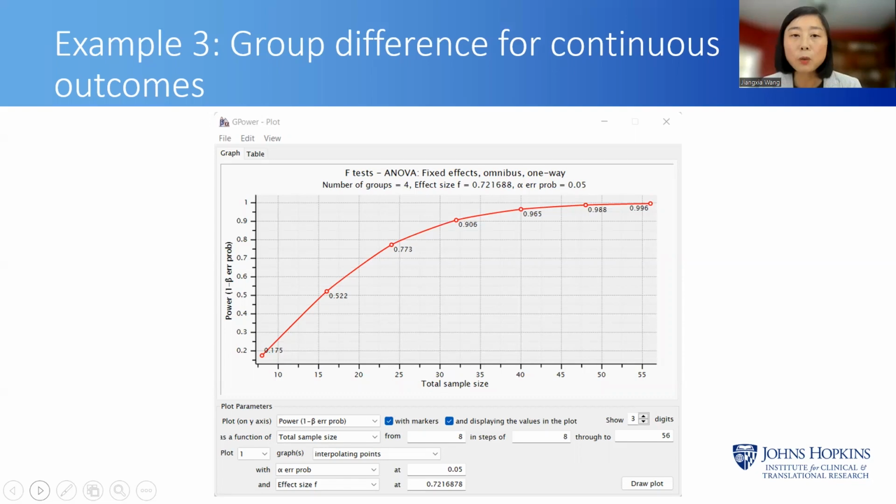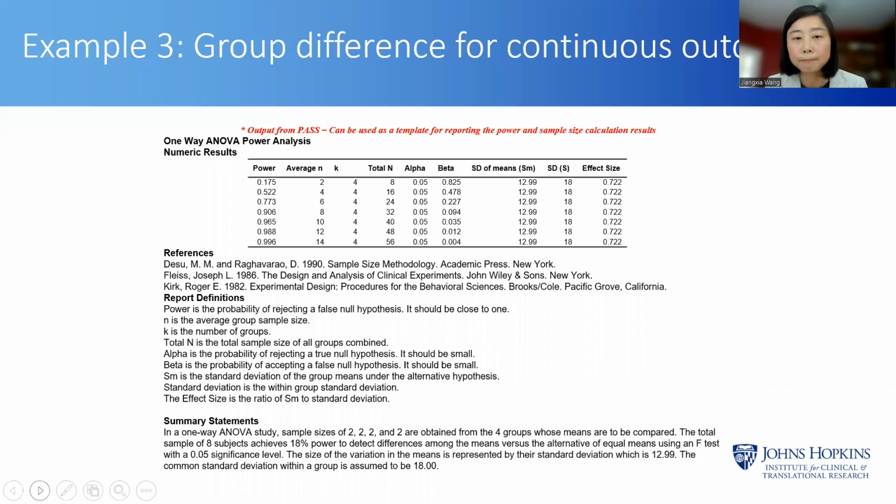So because the researcher wants to know how the power changes as the sample sizes change, the plot comes really handy in this instance. So we plot the power as a function of the total sample size. We change the total sample size from 8 to 58 in steps of 8 here. As you can see, the power changed from 0.175 to 0.996 as we change the sample sizes.